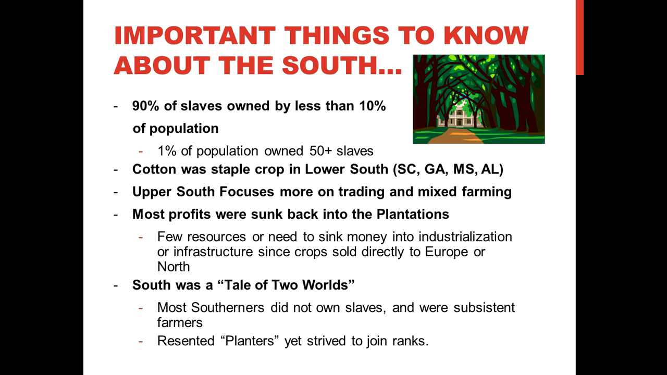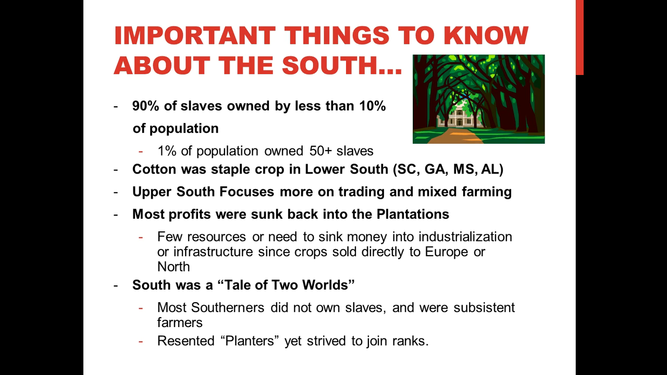And you look at this as the South as a tale of two worlds. So you have the Southerners who own slaves and are very wealthy, and they are your plantation class. They are direct descendants of the Virginian planters. They own most of the money in the South.